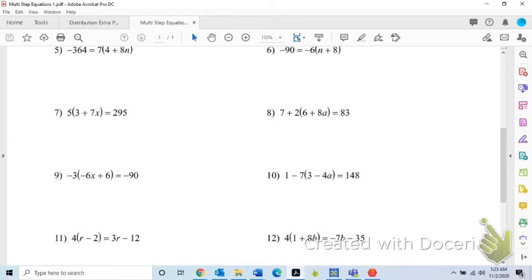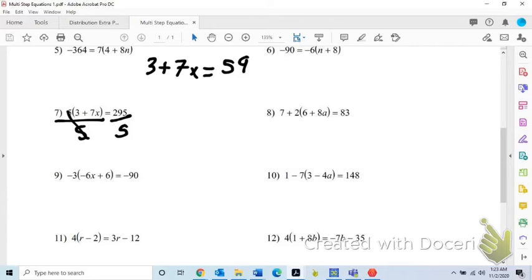And we're back. So on this one, I'm dividing again. So we have 5 times 3 plus 7x. That 5 is attached via multiplication, so we want to get rid of it by dividing. We divide 295 by 5 as well. If we do it to one side, got to do it to the other. So the 5's cancel out, leaving us with 3 plus 7x equals 59.